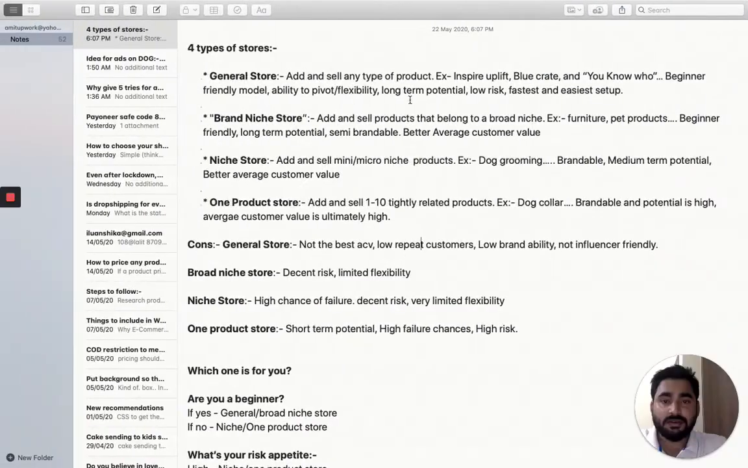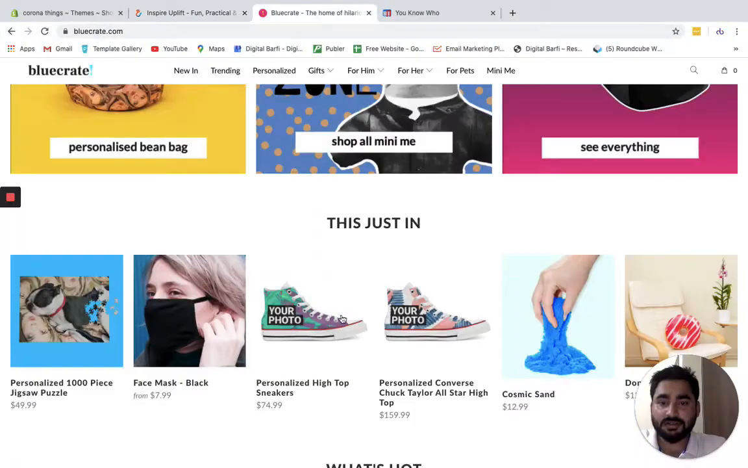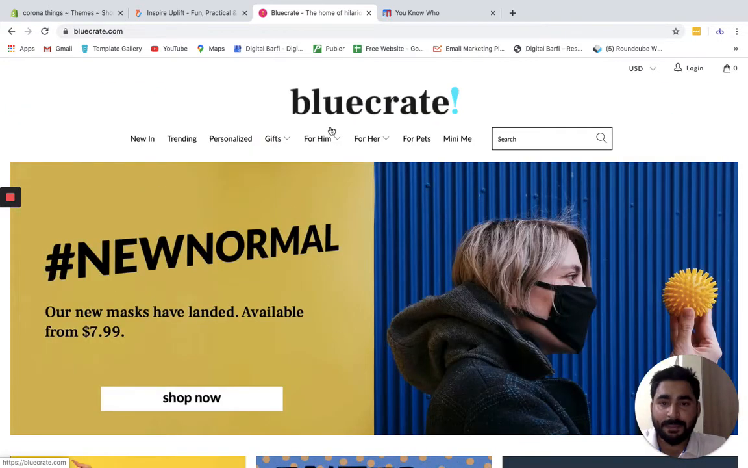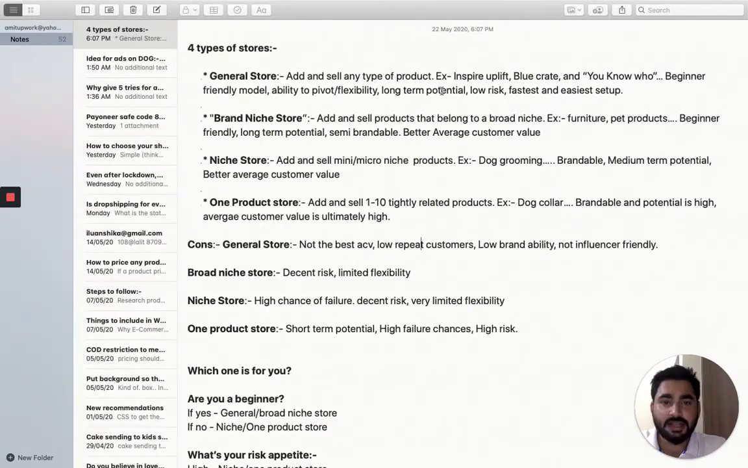And there are other players like Blue Crate. Blue Crate is something like this. See, they are dealing in many things, pets and all. So this is an example of a general store.